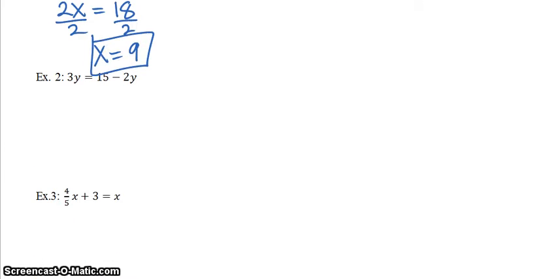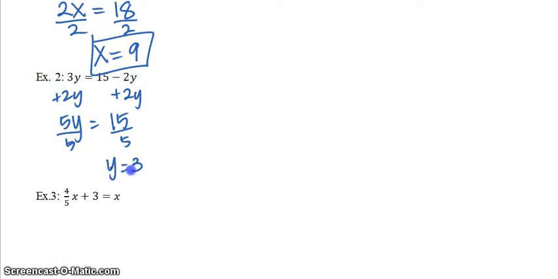Next one, okay, so we have 3y equals 15 minus 2y. Again, bringing the y's together. So adding 2y on both sides. So that gives us 5y equals 15. And then we can divide by 5 to get y equals 3.